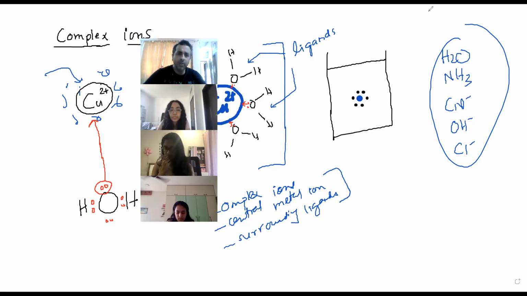Is everyone clear about the complex ion, like how the complex ion is formed? OJC especially, because you have not done this earlier.